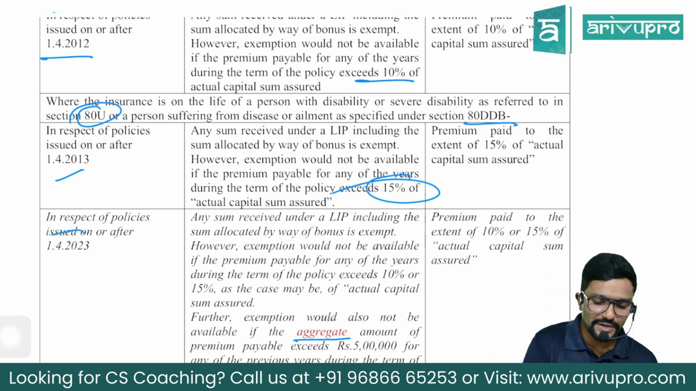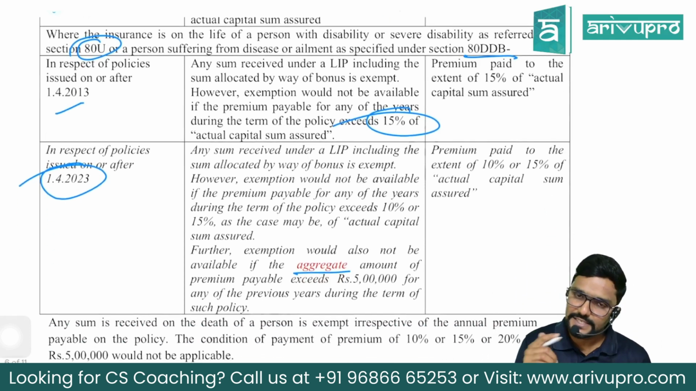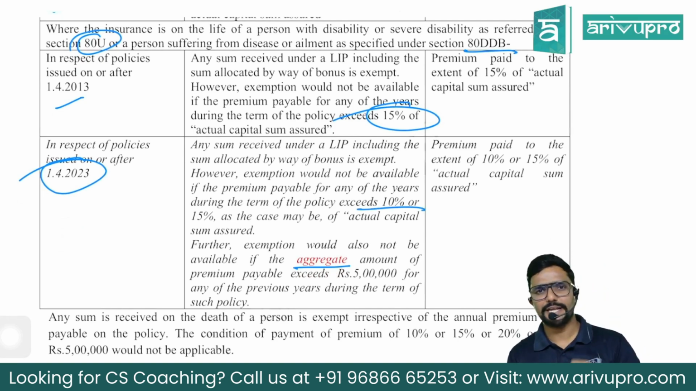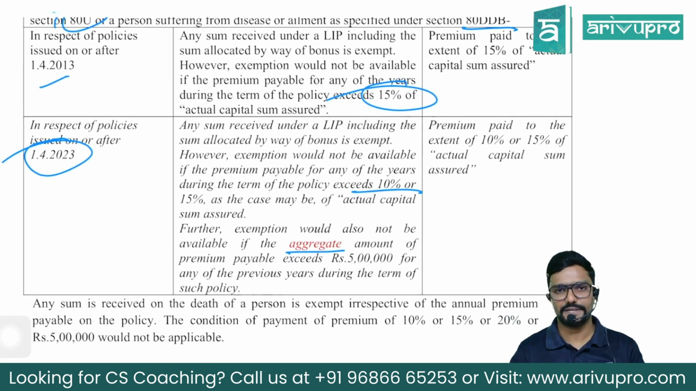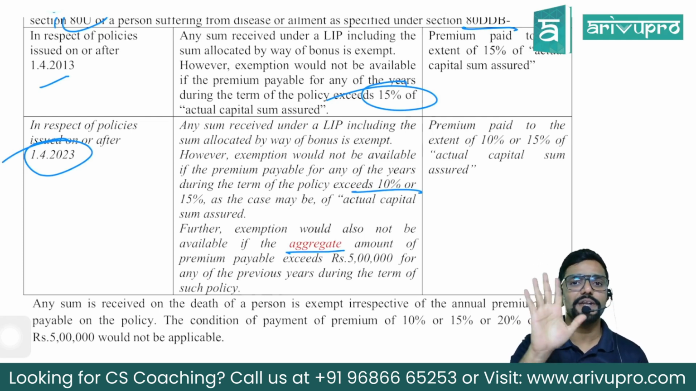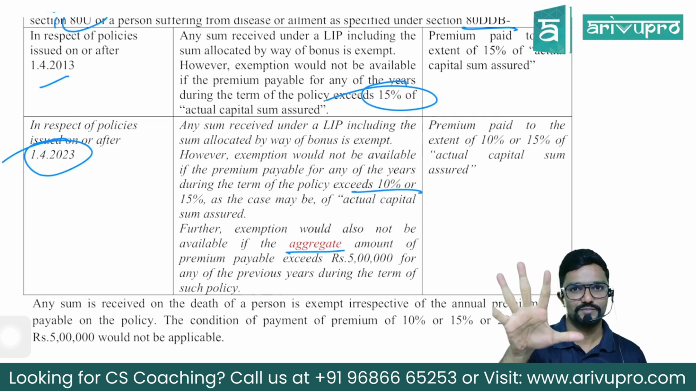From 1st April 2023, these percentages will continue. Whatever is the 10%, 15% is only in two special cases; in all the rest of the cases it is 10%. So if the policy is taken on or after 1st April 2023, then the maximum premium you will pay per year is 10% of the sum assured. Plus, there is also a monetary limit of 5 lakh maximum.